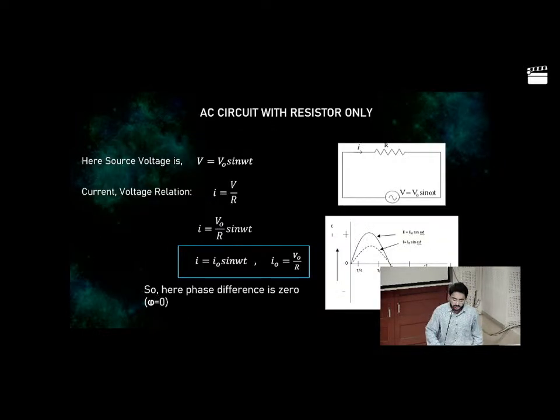Now we have connected a simple resistor to an AC source. The source voltage here is V equal to V naught sine omega t. Most AC voltage sources are taken as a sine function. Since resistance is a simple passive element, the current voltage relation will be given by I equal to V by R. Hence you can get I equal to I naught sine omega t, where I naught is given by V naught by R. Now you can see that there is no phase difference between the voltage across the resistor and the current flowing through the resistor. Thus these two components are completely in phase with each other, as given by this graph here. So the phase difference here is basically 0.